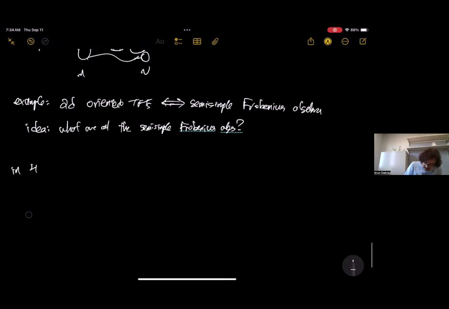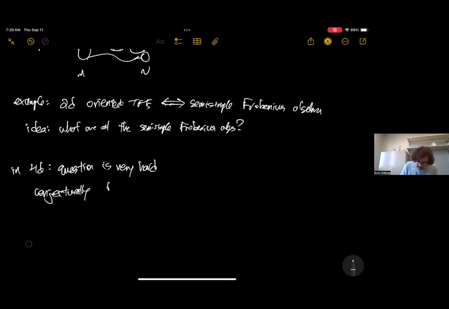So in 4D, now 4 dimensions is a lot of dimensions in topology. And so it turns out that this question is very hard. So conjecturally, it's classified by the data of a fusion 2 category.